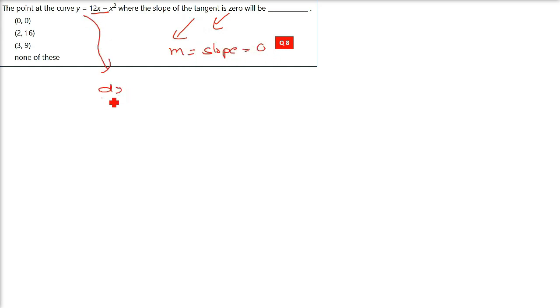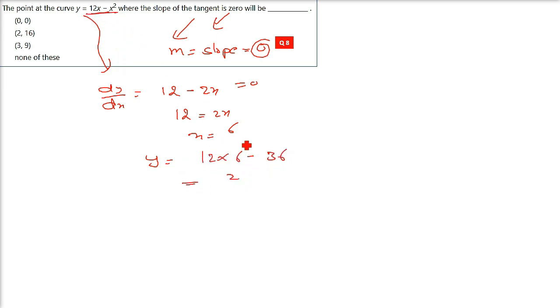So dy/dx is going to be equal to 12 − 2x, which is equal to 0. So 12 will be equal to 2x. x is equal to 6. Now put this x in y = 12x − x². So 12 into 6 minus 36 is 72 − 36, that is going to be 36. So the coordinates are (6, 36). That is your answer. There is no option matching this answer. You can call it none of these is the correct option.